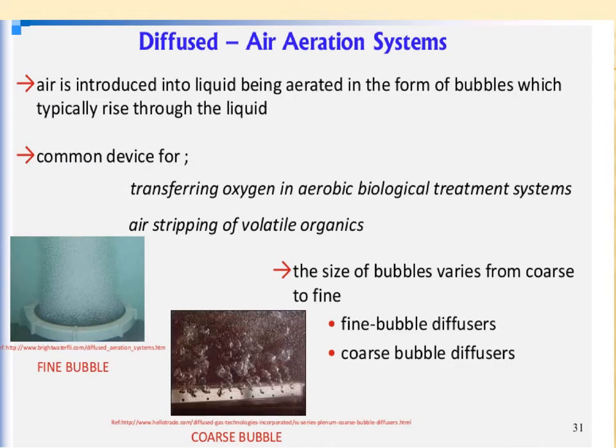Next one, the diffused air aeration system. That is, the liquid is aerated in the form of bubbles, and the bubbles rise through the liquid. That is mainly oxygen applied to the water, and it forms bubbles. The size of the bubbles varies from coarse to fine bubbles. Then it diffuses. That is the diffused air aeration system.